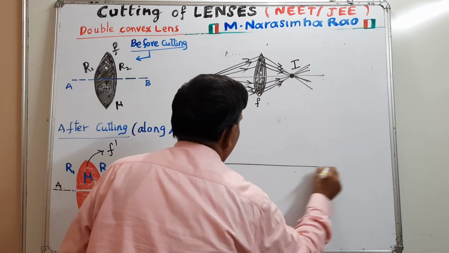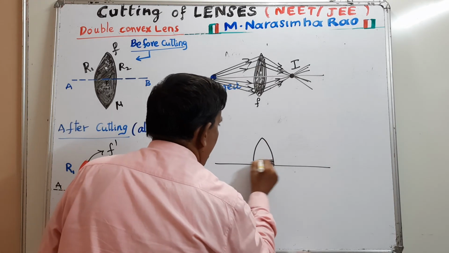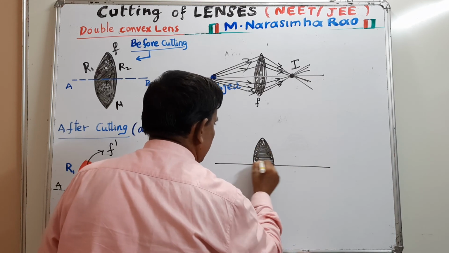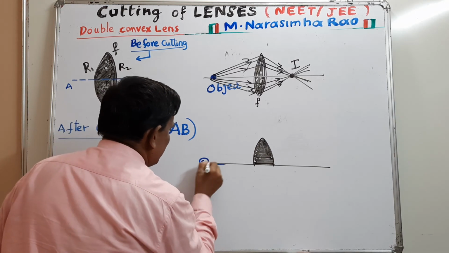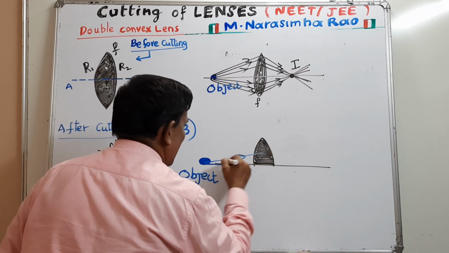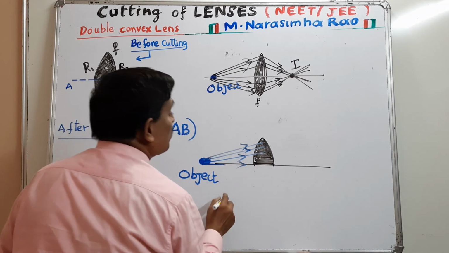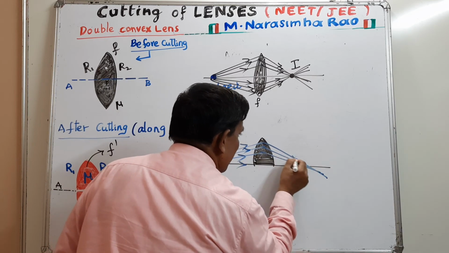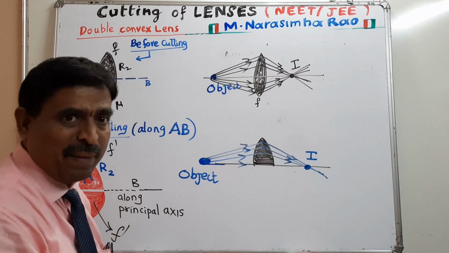After cutting, only half of the lens is present. This is the object. From the object, these light rays are incident on the convex lens. After refraction, all the light rays converge at a single point. This point we call the image.